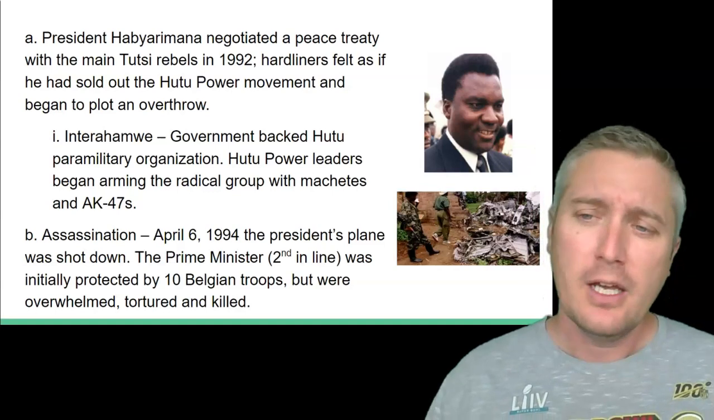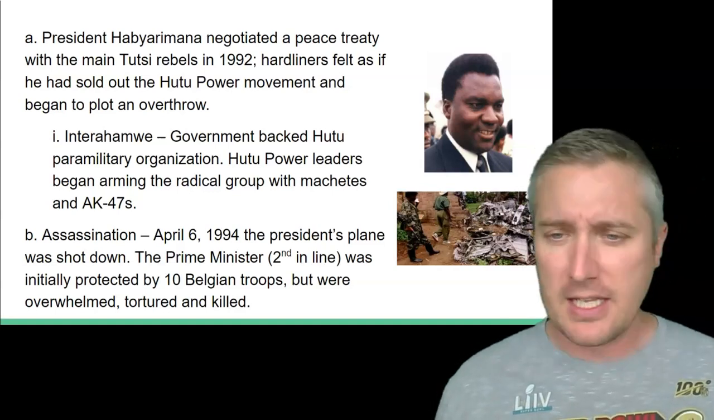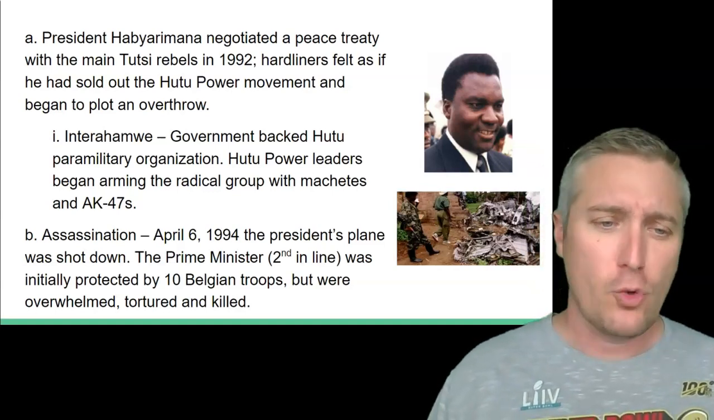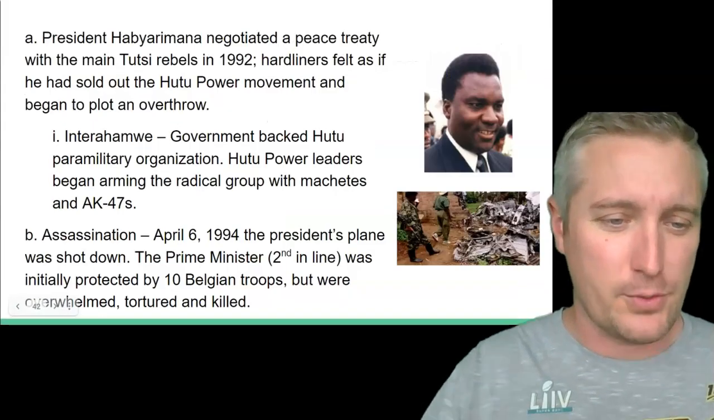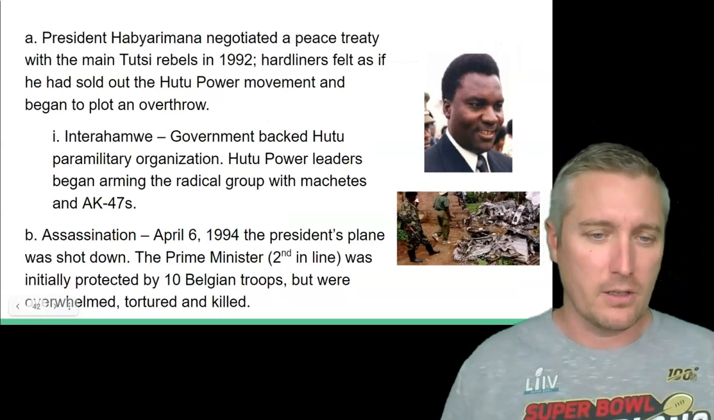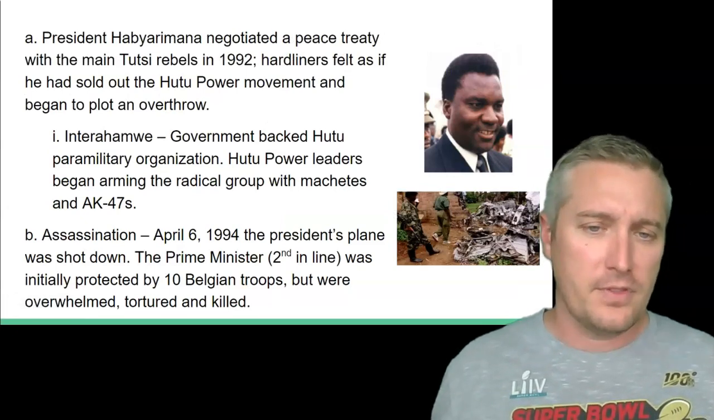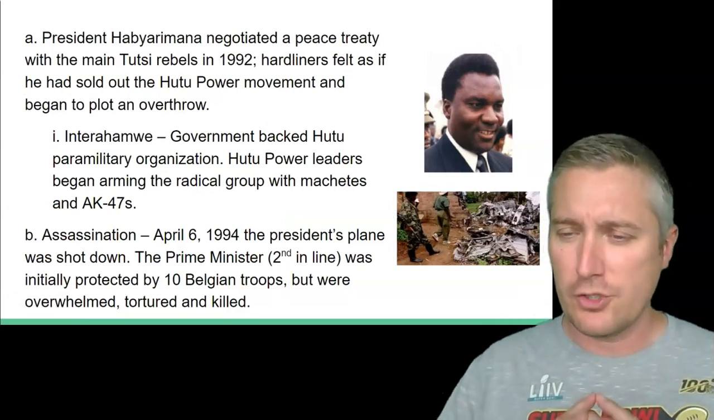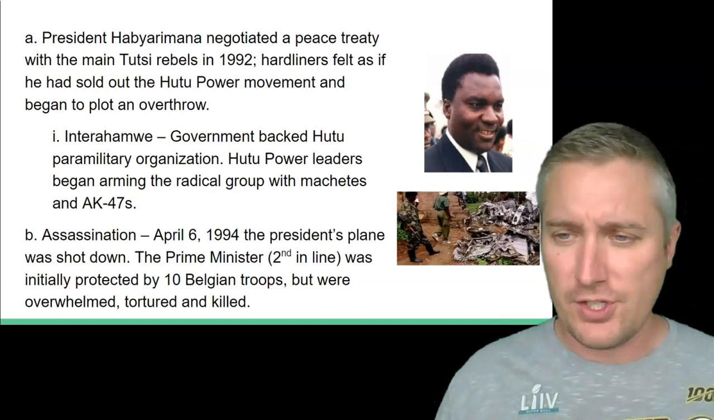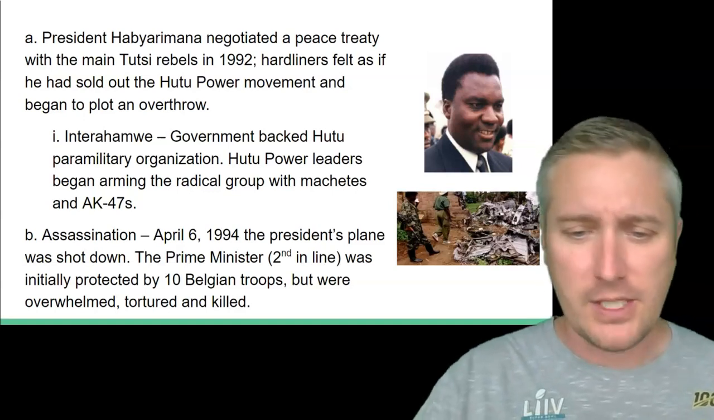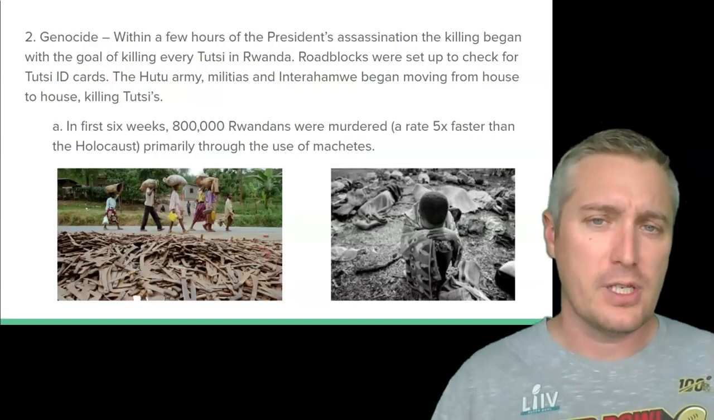So basically, the government was giving the Hutus the authority to launch attacks on the Tutsis, and this, for a poor country, while there were many guns, AK-47s. What ends up happening here is that the Hutu power movement is going to start targeting Tutsis. And after this assassination, they are going to declare open war on the Tutsi people.